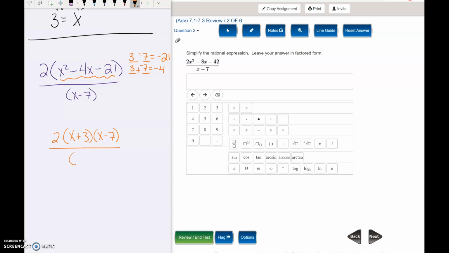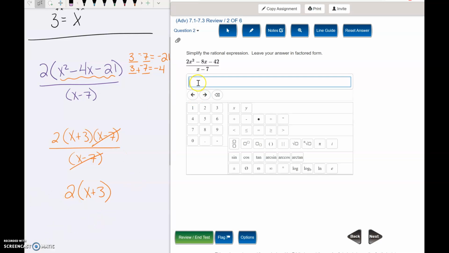And on the bottom, we still have that x minus 7. So the x minus 7 on the bottom cancels out the x minus 7 on the top. And our final answer is 2 times the quantity x plus 3. And what it means is leave your answer like this. Don't multiply it back together. That's just doing more work that you don't need to do.